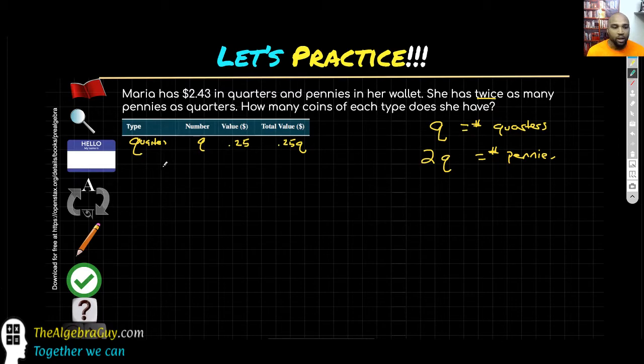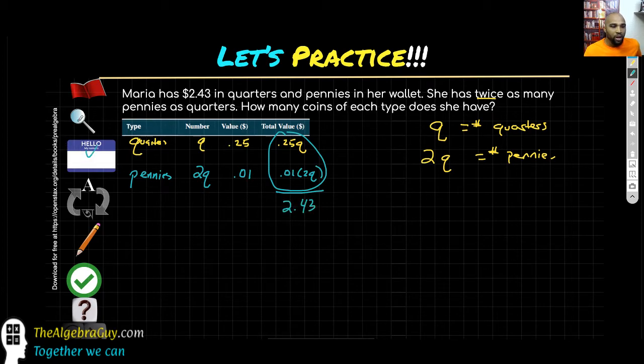How many pennies are there? Well, we're trying to figure that out, but we do know it's twice as many as quarters, and each penny is worth 0.01. What's the total? Well, that's 2Q times 0.01, so 0.01 times 2Q. All right, so now we know that when we add up all this right here, it's going to add up to 2.43.